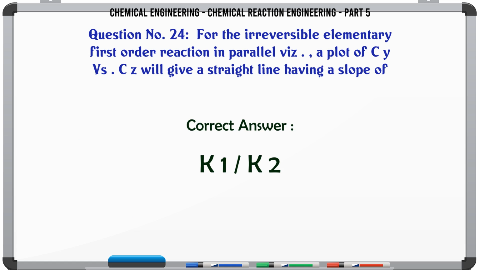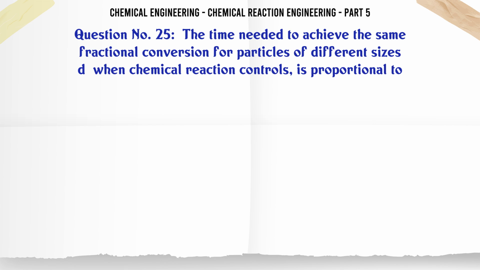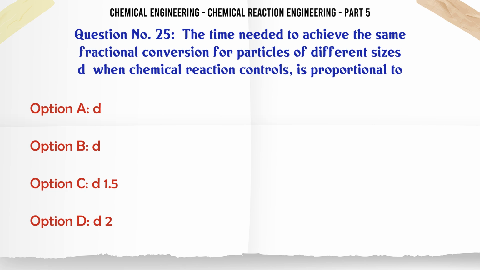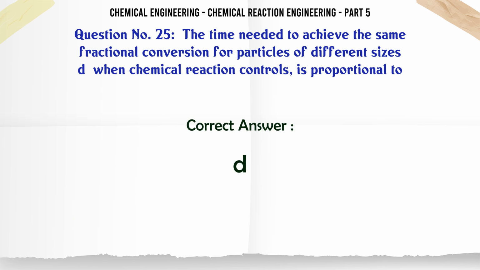The correct answer is K1 K2. The time needed to achieve the same fractional conversion for particles of different sizes d when chemical reaction controls is proportional to A. d, B. d, C. d^1.5, D. d^2. The correct answer is D.